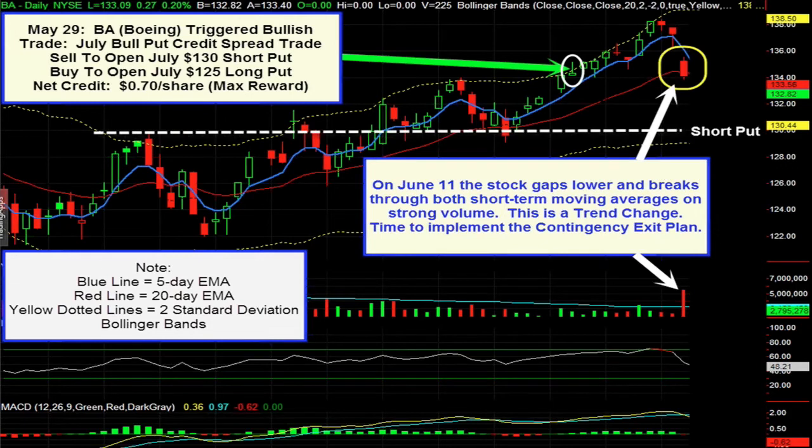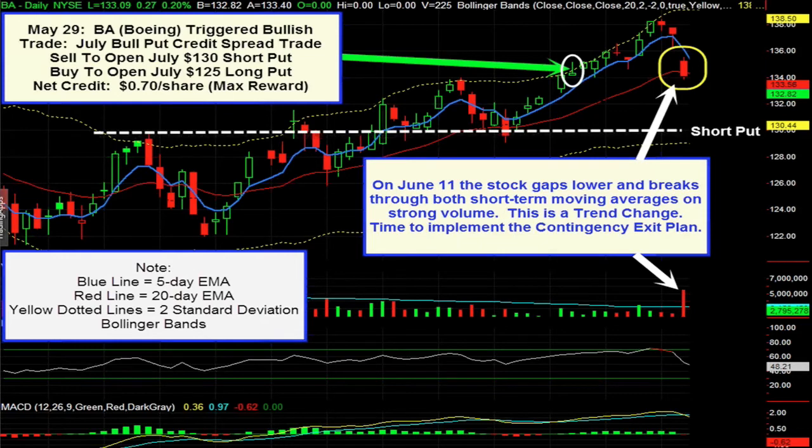What do you know? News comes out about Boeing. I believe it was specifically an order was canceled. Boeing drops. Huh. It's literally back to the place we initiated the trade. Now, this is the beauty about spread trading and often options trading in general. We can go from being a bull a couple days ago to being a bear in minutes, in hours, in days. Incredible flexibility.